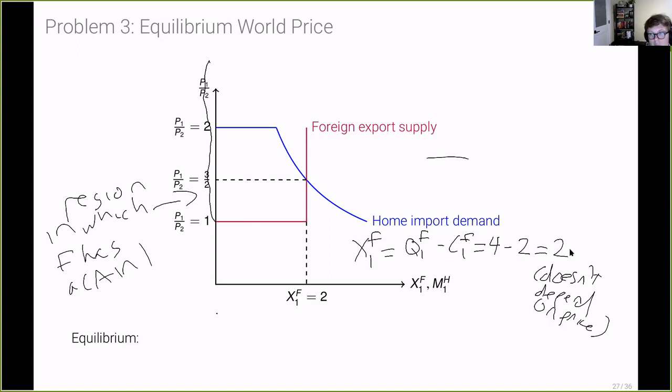Then we have that exports are fixed. Does that make sense? Yes, thank you. That's helpful. Yeah, no worries. Does anyone else have any questions?